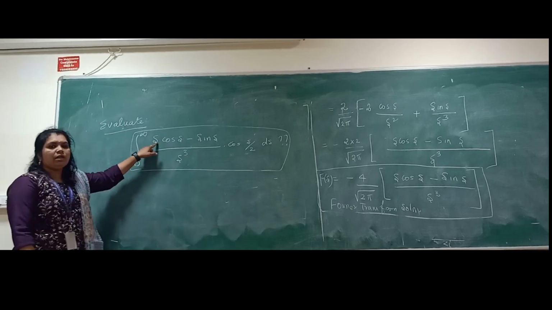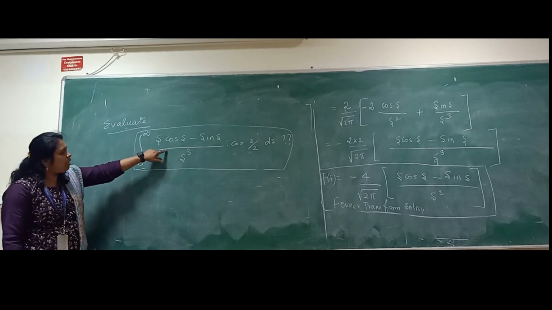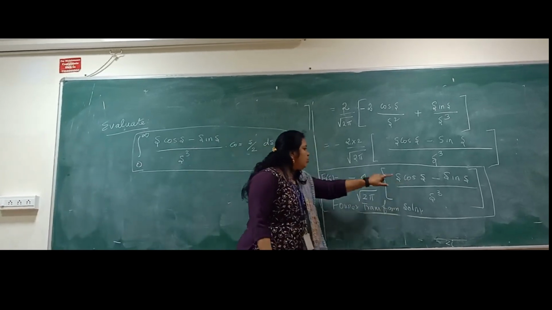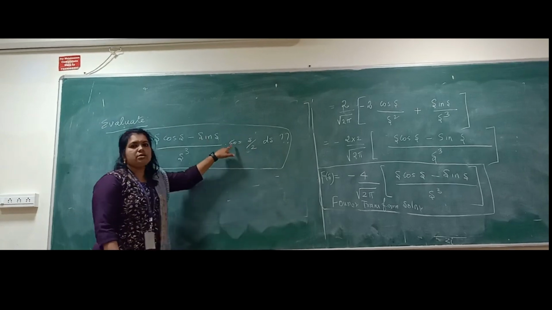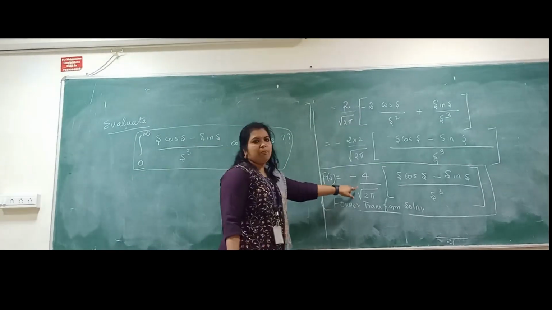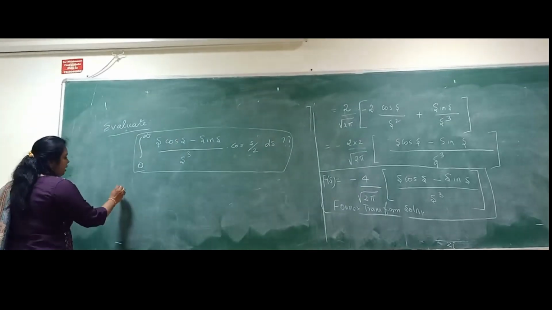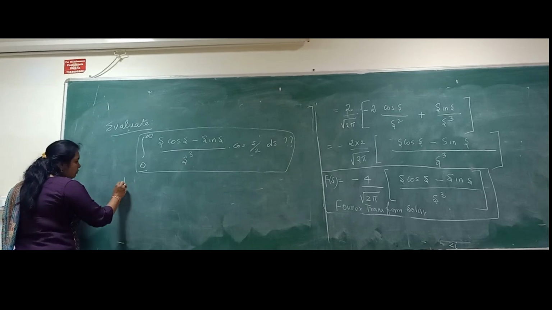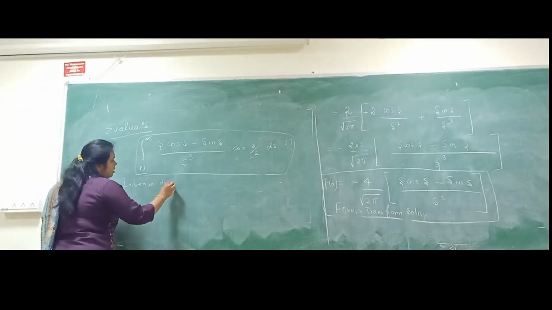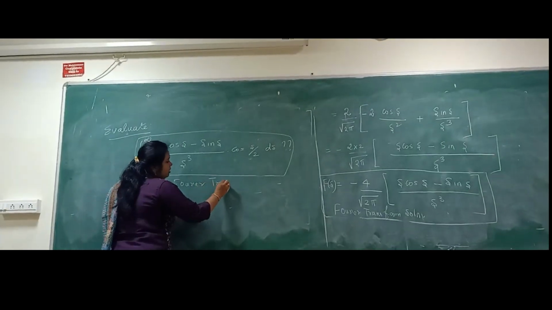So if you look at the integrand, the term is the same as the term you are getting here, but one term is missing: cos s by 2 is missing. So we are going to apply the inversion Fourier transform formula. So we are going to do the inversion of Fourier transform formula.